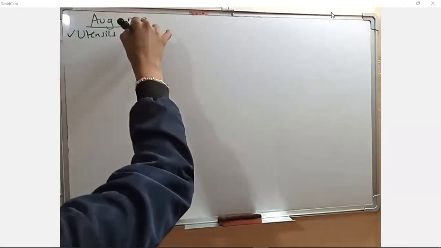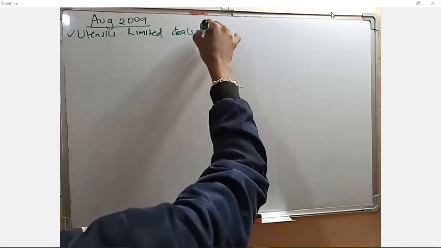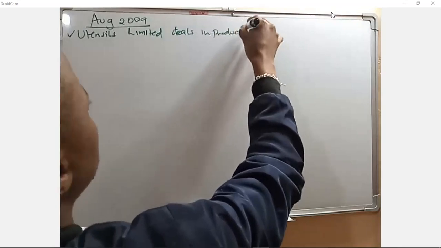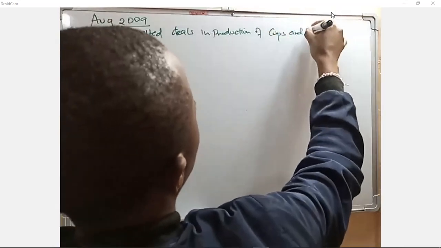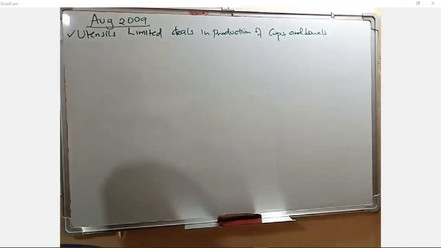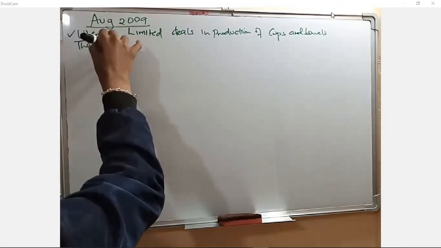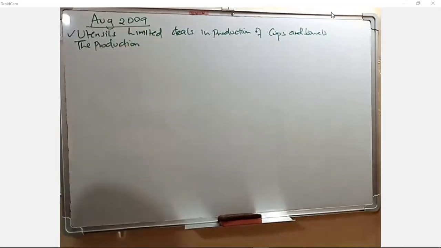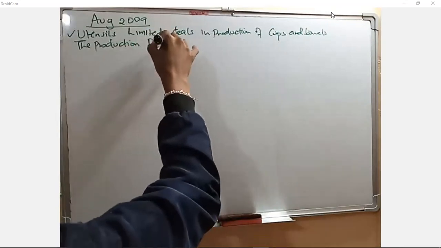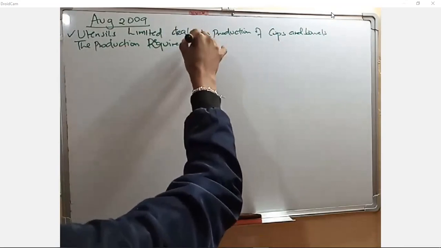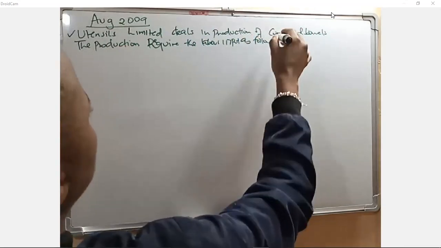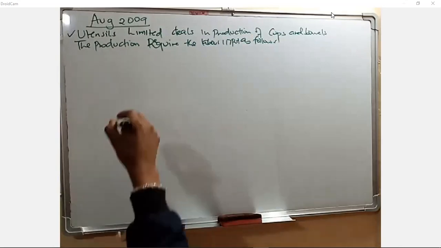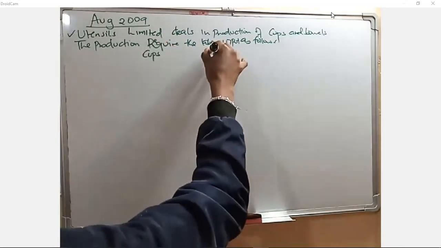Utensils Limited deals in production. It deals with production of cups and bowls. And we say the production requires the labor input as follows. So we are being given the cups, then you have your bowls here.